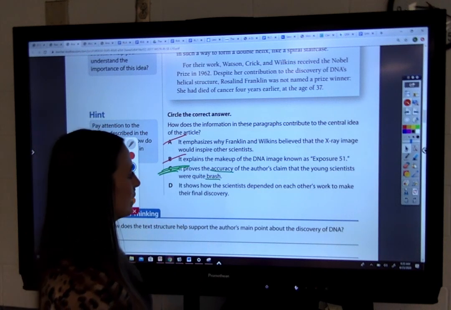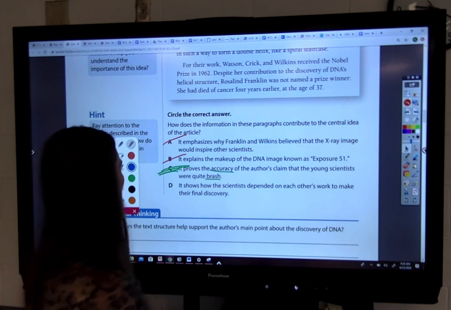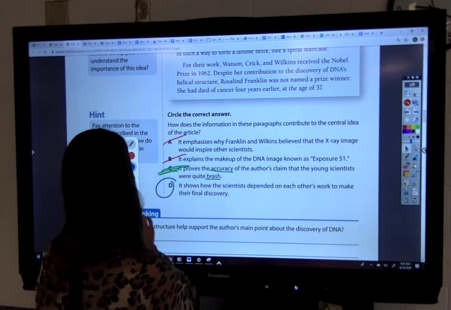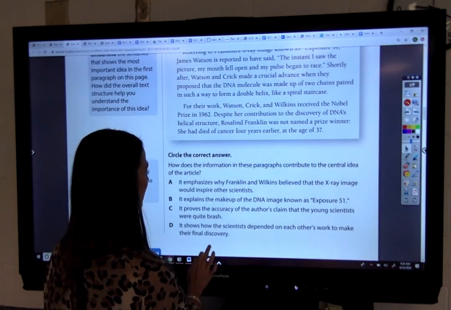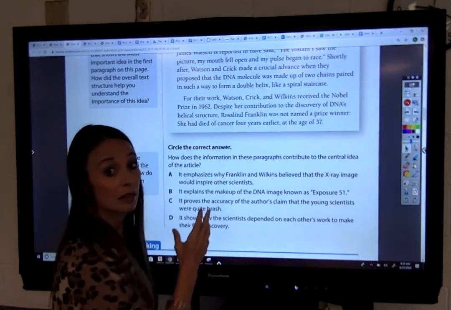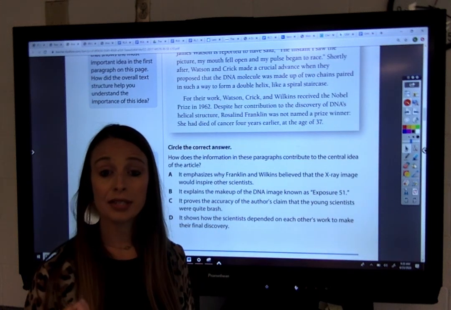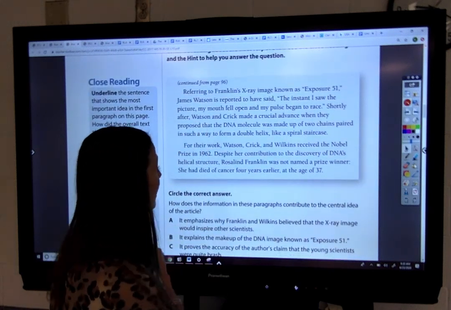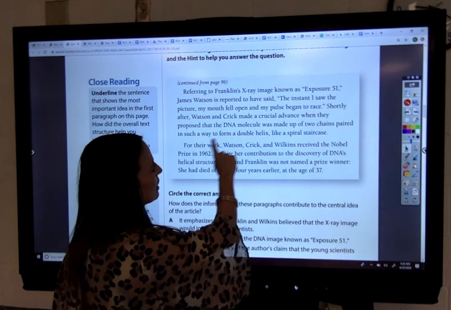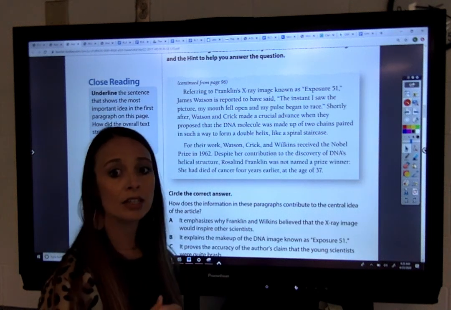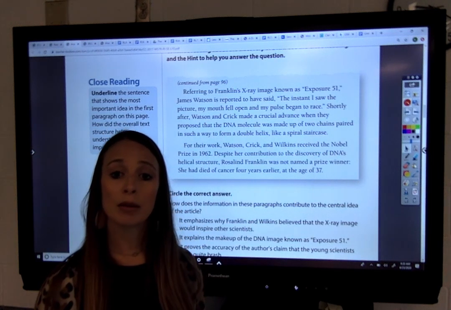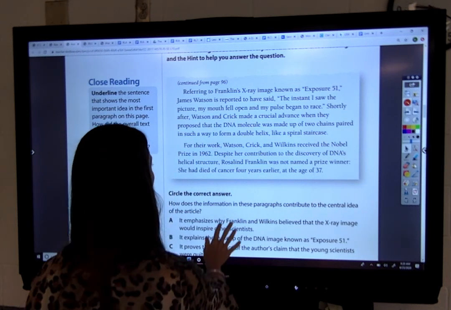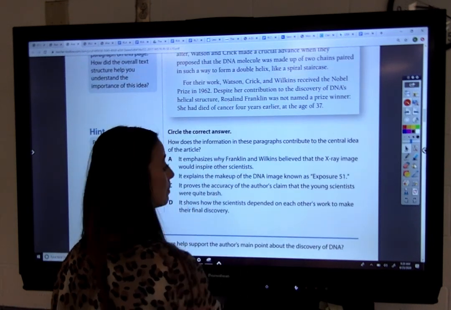It shows how the scientists depended on each other's work to make their final discovery. Well, let's look. Up here was the central idea. It was about them creating this DNA. Do they have to work together? Yes, the scientists had to depend on each other, and they used each other's help, and they were able to build their ideas and build on each other to come up with their discovery. So yes, it had to be D.